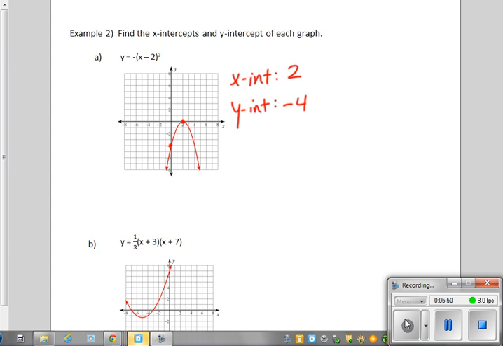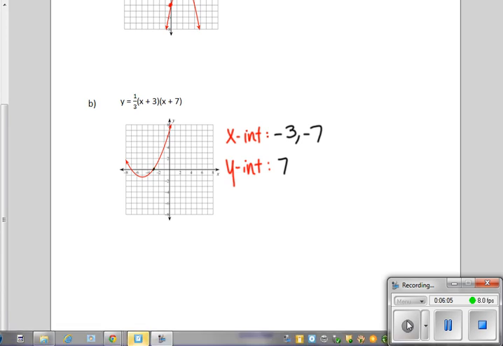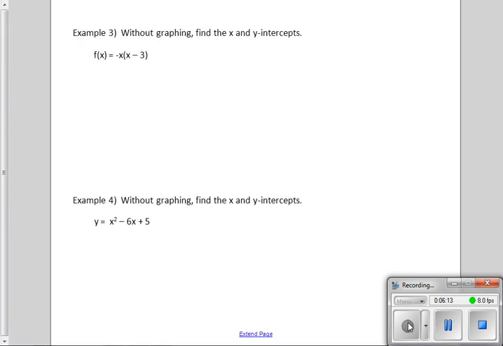So go ahead and do example 2b, and find out your x and y intercept. Pause the video here and get those filled in. In B, hopefully you came up with an x-intercept of possibly -3 and -7, and that y-intercept being 7. Again, those would be estimates, but should be right around there.